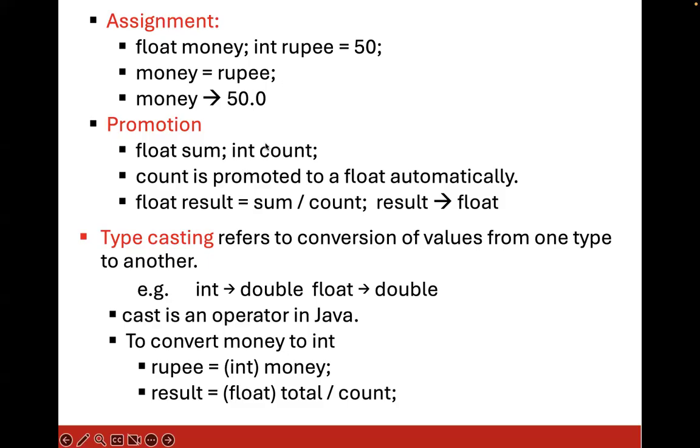These two will happen automatically because it can understand this data type is small, this data type is large. So this can be possible, but when it comes to casting, it is not possible.